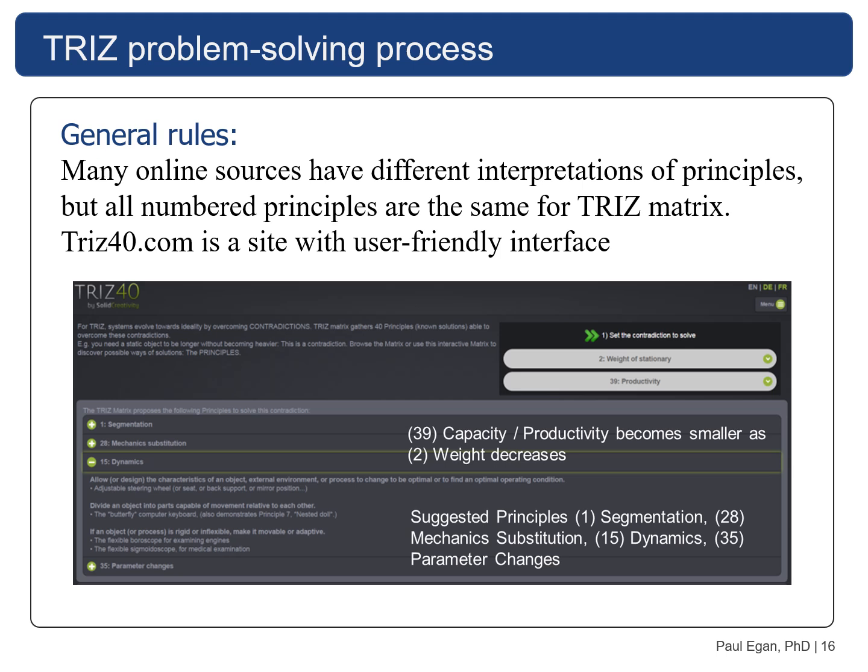So because the TRIZ matrix is always the same, as long as you get the trade-offs and know which numbered contradictions they are, you can go to a resource such as triz40.com and it allows you to put it in automatically. So here we have 2 weight of stationary to improve while not hurting 39 capacity/productivity. And then we get different suggested principles of segmentation, mechanics substitution, dynamics, and parameter changes to solve that problem. So if you want to use TRIZ repeatedly and look at a lot of different solutions, using a tool online or otherwise could be helpful.